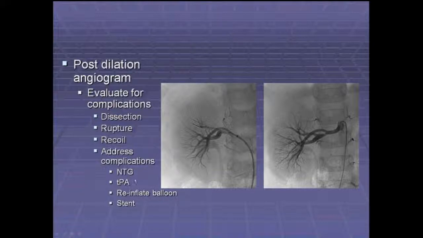And how do we address these complications? I always make sure I have some nitroglycerin or TPA available for immediate use if we go into spasm or thrombosis. And if we dissect it, we reinflate the balloon, hopefully lay down the dissection flap, and if not, then we may have to lay down a stent.